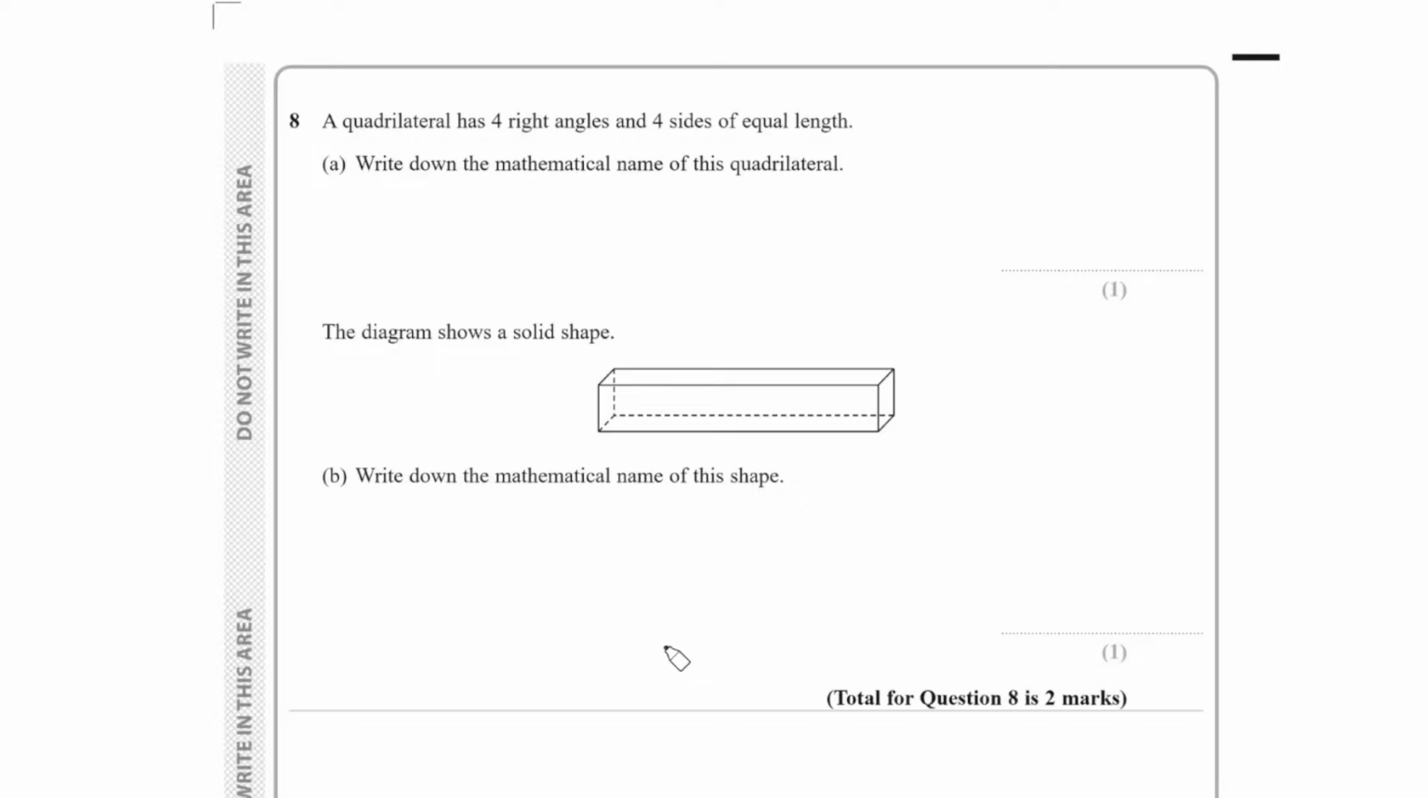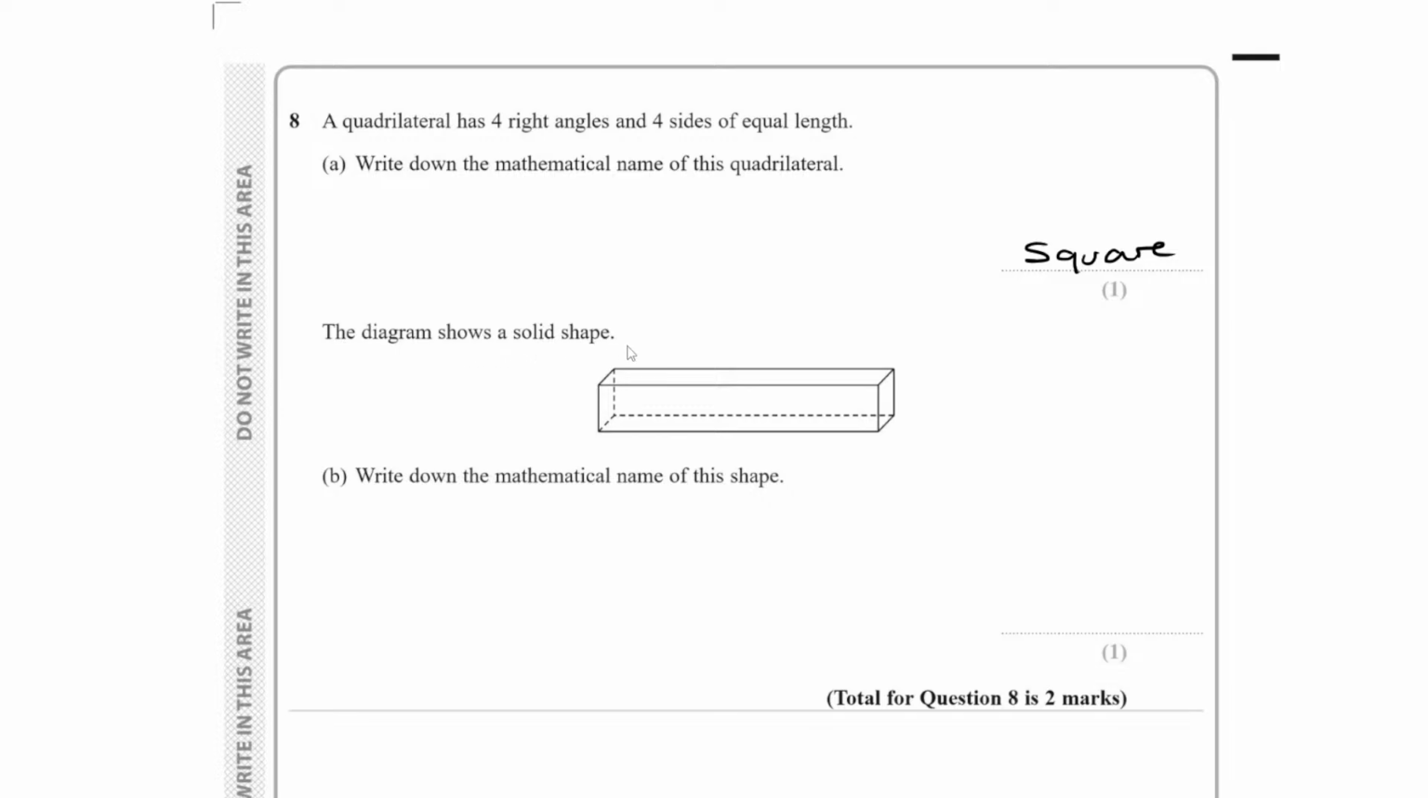Question 8. A quadrilateral has 4 right angles and 4 sides of equal length. Write down the mathematical name of this quadrilateral. So it's a 4-sided shape, but they're all right angles and each side is the exact same length. So that's obviously therefore going to be a square, isn't it? Because when it said right angles, I was thinking it's either a rectangle or a square, and then it said equal length. Then I was like, no, yeah, that's a square.